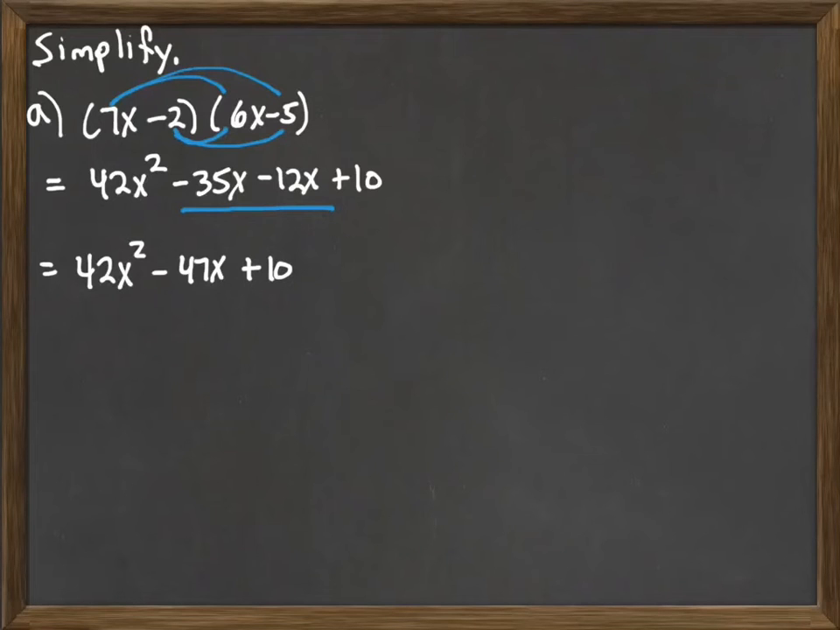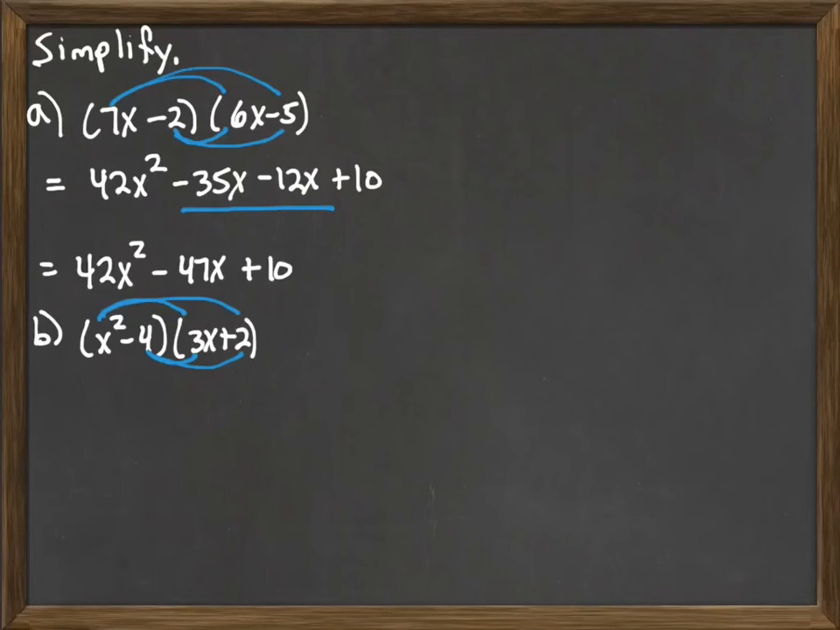Okay, so the key is just taking each thing in the first times each thing in the second. Let's move on and consider a second example. Once again, we have a 2-term polynomial times a 2-term polynomial. So again, we're going to take each thing in the first times each thing in the second. So x squared is going to get multiplied with both of those things, the 3x and the 2, and the minus 4 is going to get multiplied with them.